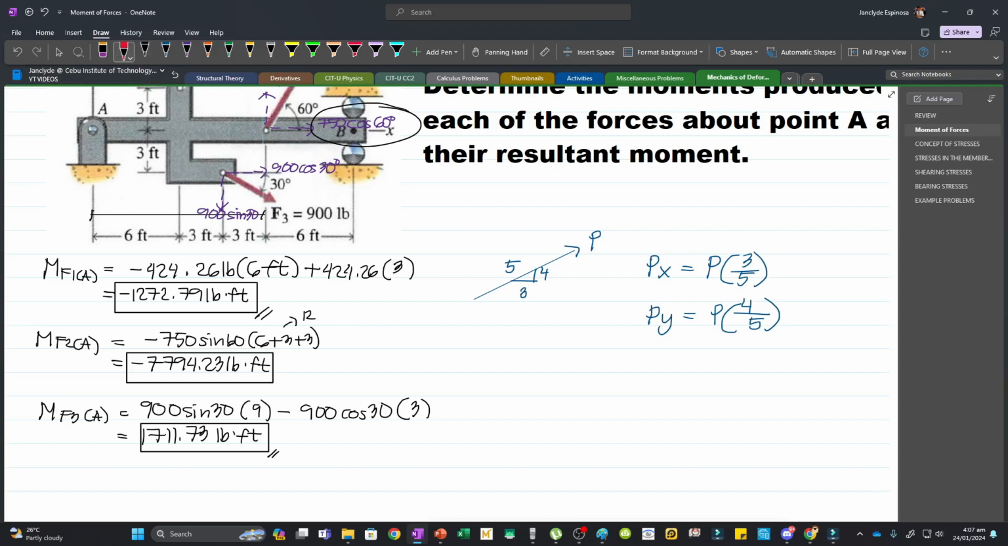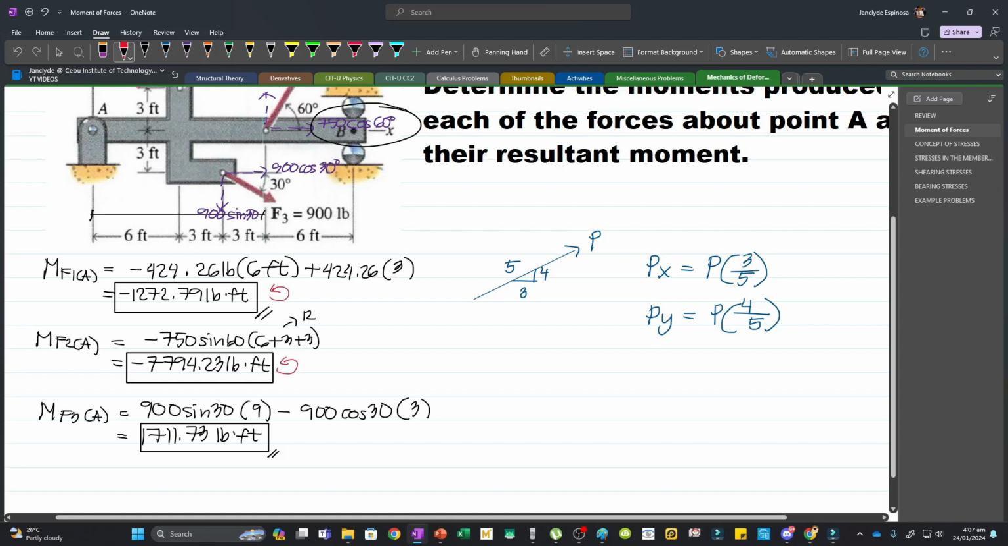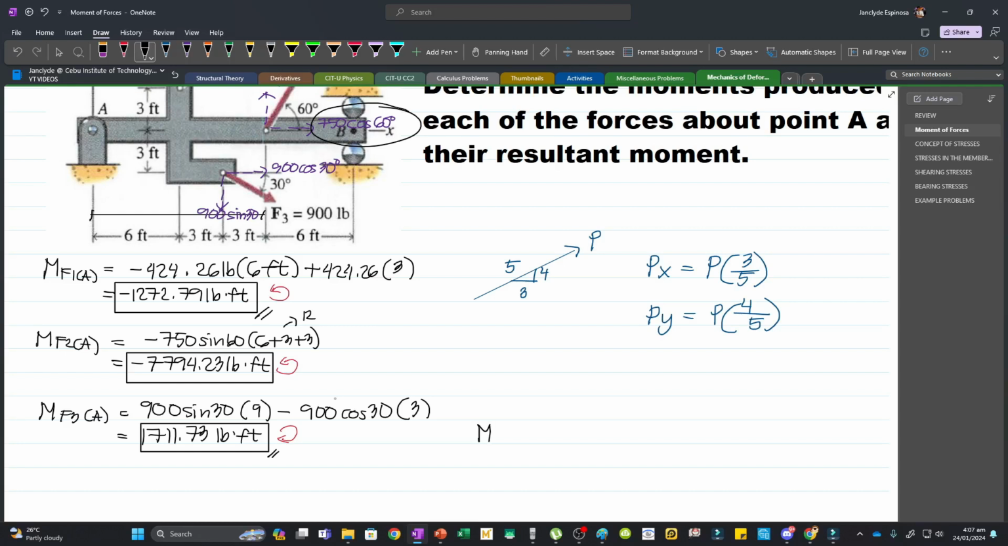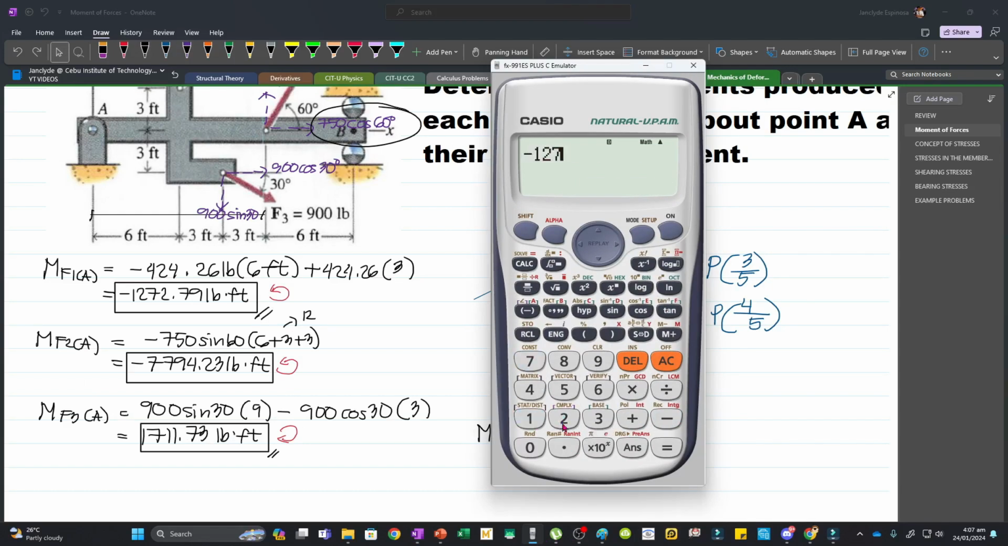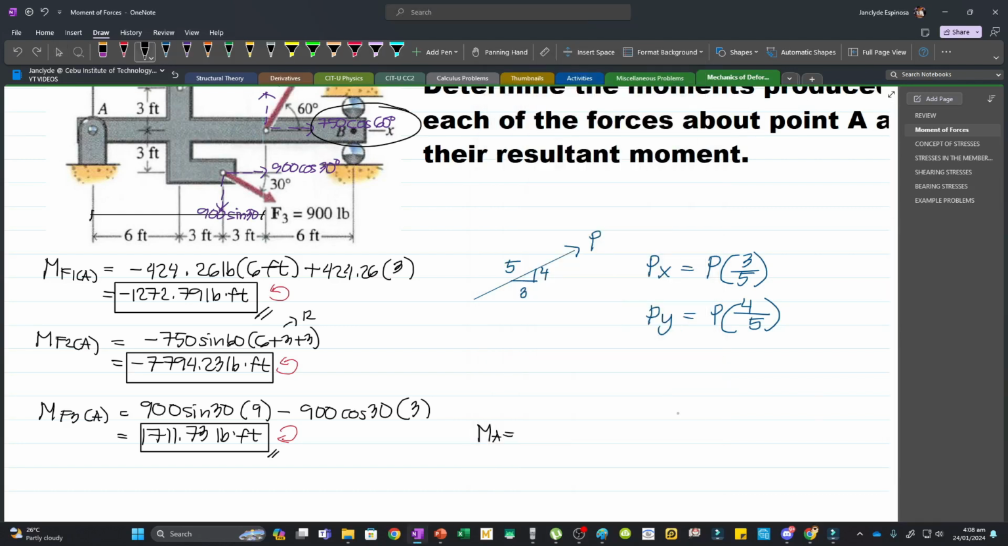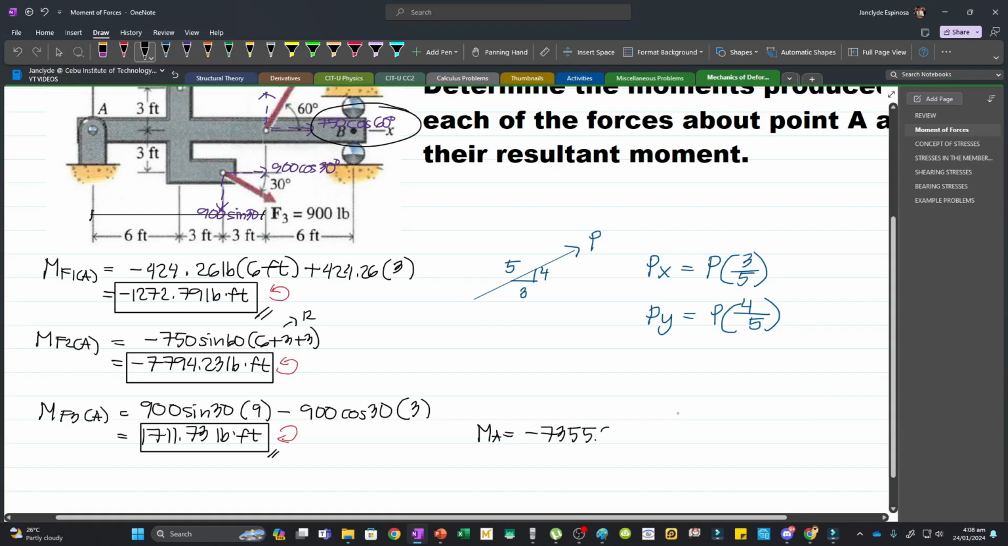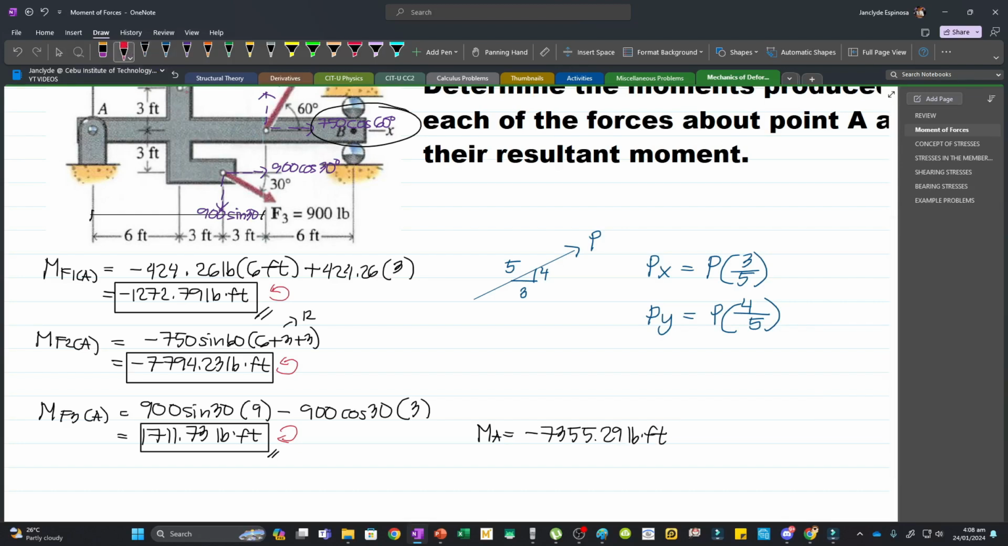Now, if you want to include the signs, this is counterclockwise since we have a negative answer, and this is also counterclockwise. However, this one will be clockwise since we have a positive answer. And so now to get the resultant moment, let's just label this one as MA. We will just add all of these. So we have negative 1272.79 minus 7794.23 plus 1711.73. So we have negative 7355.29. So minus 7355.29 lb feet. And so our resulting moment is actually counterclockwise. And so this will be our answer.